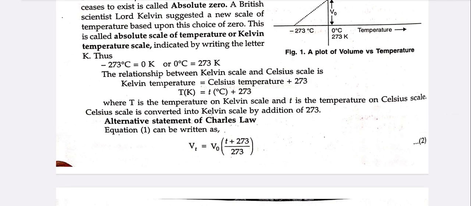The relationship between the Kelvin scale and Celsius scale is Kelvin temperature is equal to Celsius temperature plus 273. T Kelvin is equal to t degree Celsius plus 273, where T is the temperature on Kelvin scale and small t is the temperature on Celsius scale. Celsius scale is converted into Kelvin scale by addition of 273.